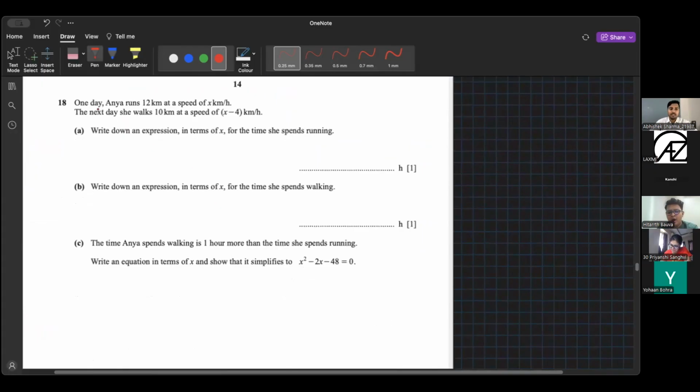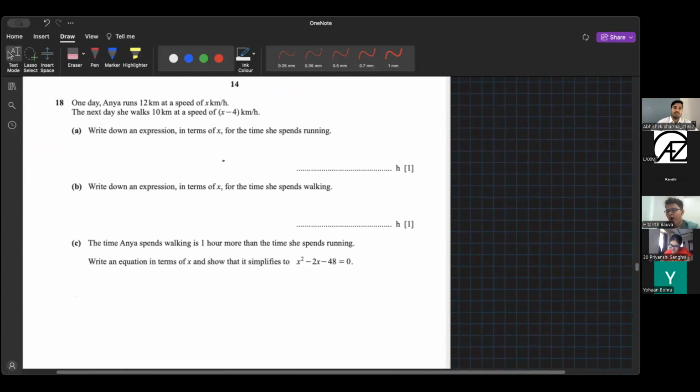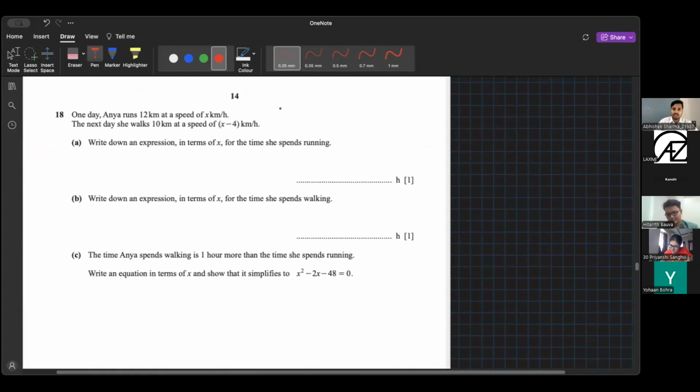Next question. It says one day Anya runs 12 kilometers at a speed of x kilometers per hour. So always write down the values. Distance 12 kilometers, speed x kilometers per hour. The next day she walks. Okay, first day she is running and second day she walks. So day 2, distance 10 kilometers, speed x minus 4 kilometers per hour. This is the information that is given to us. It says write an expression in terms of x for the time she spends running. So time is distance upon speed.